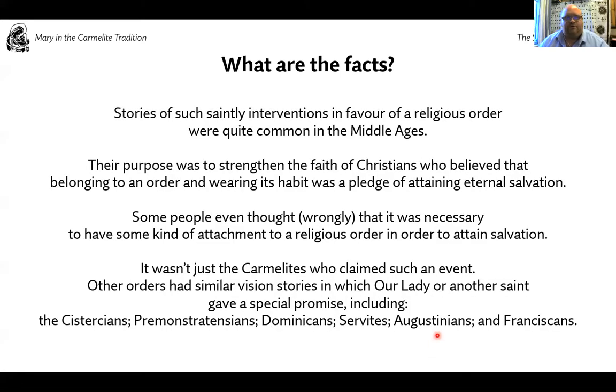Now, stories of saintly interventions from Our Lady in favour of a religious order were quite common in the Middle Ages. It wasn't just the Carmelites who had them. It seems to have been a common thing that orders experienced or invented to show that they had a special place in the church. And some people felt that it was necessary to associate yourself with a religious order in order to attain salvation. It's why you get around a lot of the medieval friaries, a lot of lay burials. People wanted to be really close to the church.